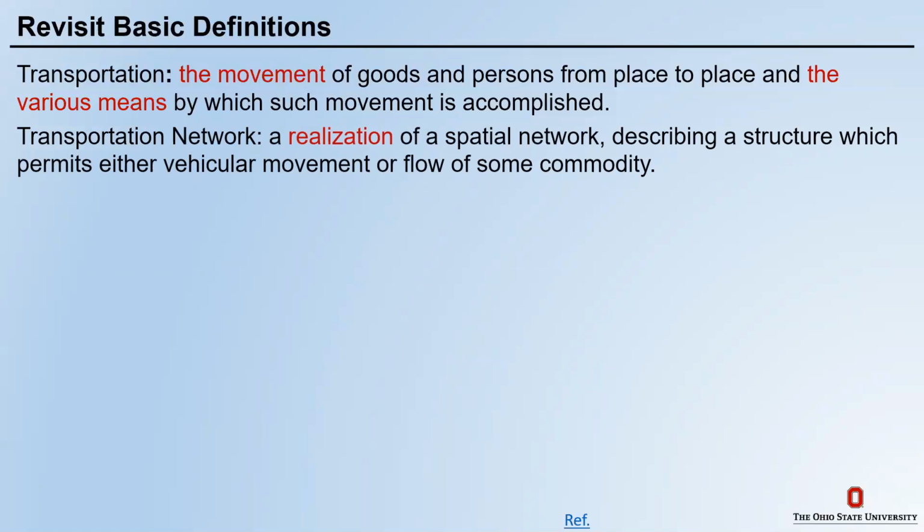And then our transportation network, like I mentioned before. Transportation methods themselves are not that powerful. But if you connect transportation channels and corridors and form a network, then the transportation network is powerful enough for us. A transportation network is a realization of a spatial network describing a structure which permits either vehicular movement or flow of some commodity.